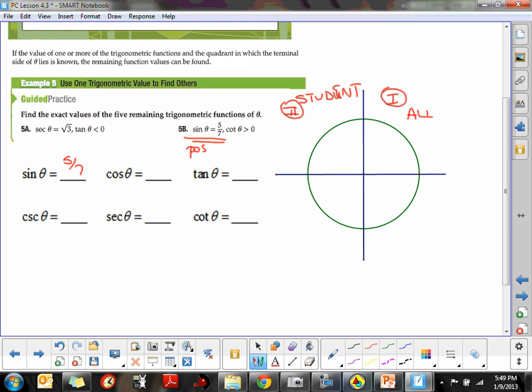The other thing that's going to help you decide what quadrant you're in is by looking at your second context clue. It says the cotangent is greater than 0, which means it is positive.